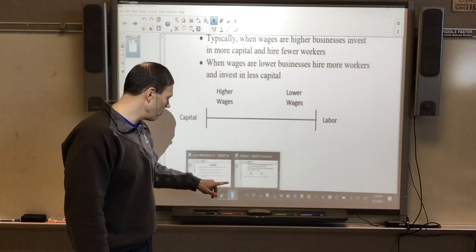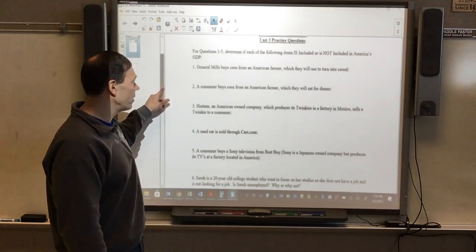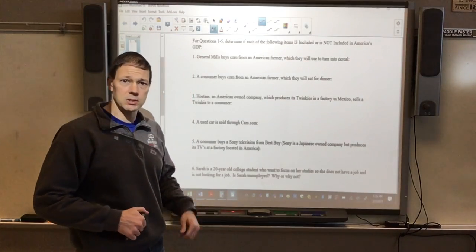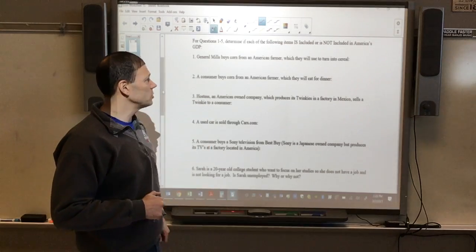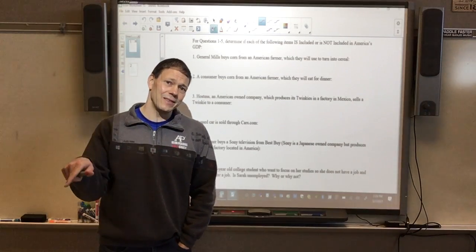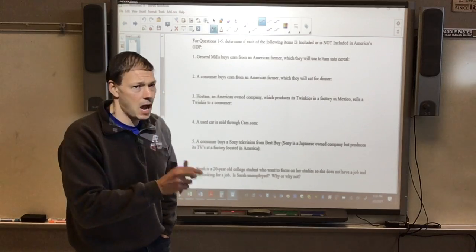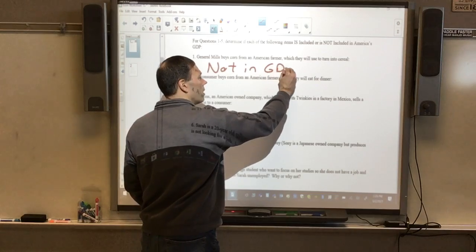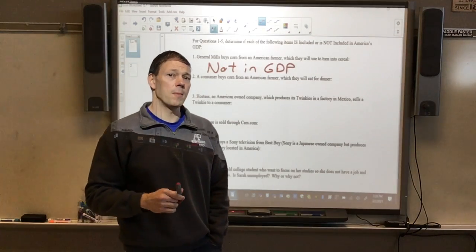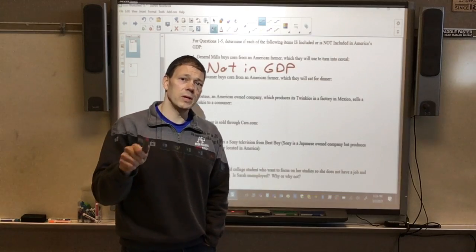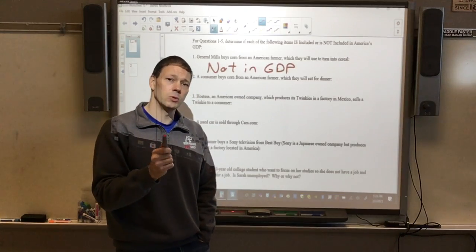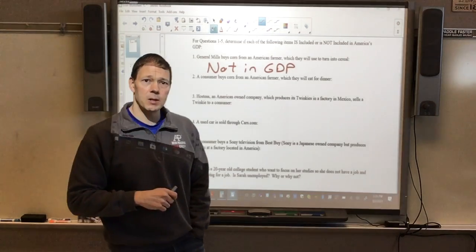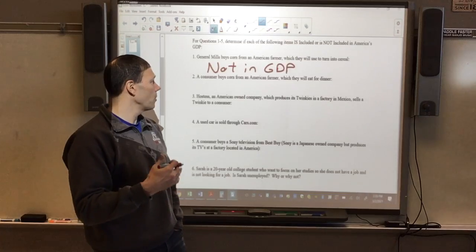So let's look at worksheet number 15. The first 5 questions or so deal with whether something is or is not in GDP. So let's look at these. Number 1, General Mills buys corn from a farmer. They're going to take that corn and turn it into cereal. Not included in GDP. Okay, and the reason is, in this case, corn is a raw material. And remember, we do not include raw materials, only the final sale of all new finished products made in this country.